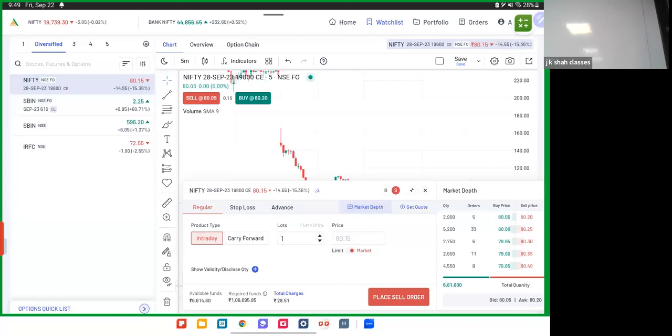See, I'm placing a sell order, right? One lot, 50. The premium is 50 into 80 point whatever. But you see this? This is the margin I require. If you notice the bottom of the screen, required funds for placing 1 lot of sell order, I need a margin of 1,06,000. But instead of placing a sell order, if I say buy, you see the required funds, 4102, which is nothing but the 1 lot into the premium.